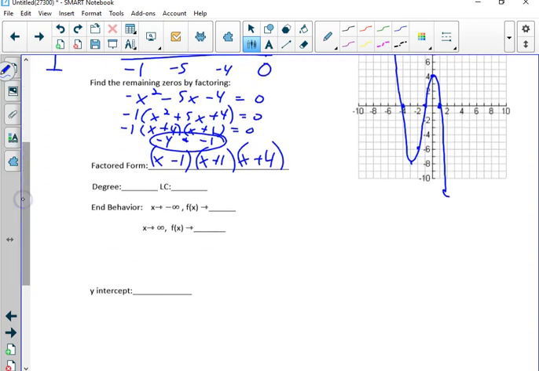Alright? Now, the degree is a cubic function. My lead coefficient, be careful here, it's negative 1. Now, as it's going left, what's it doing? This time it's going up. And as it's going right, what's it doing? Well, it's going down. And what's the y-intercept? We said it was 0, 4.